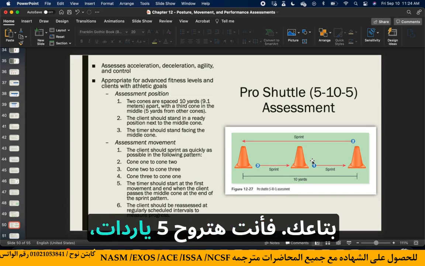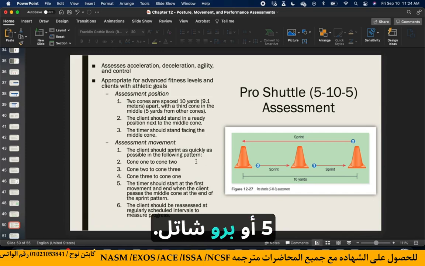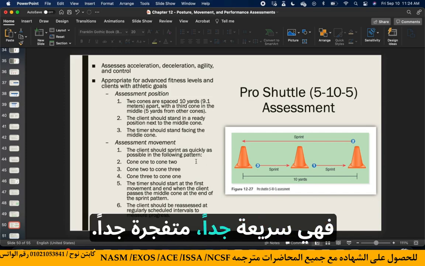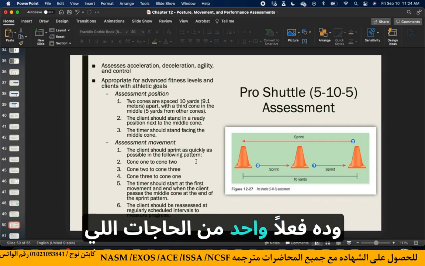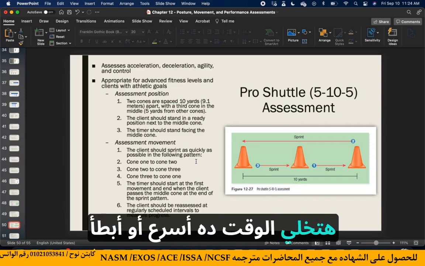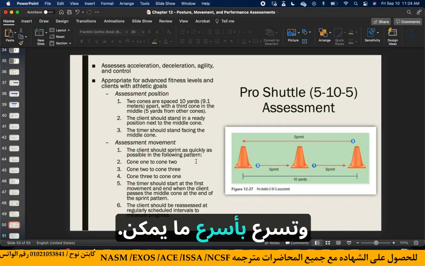So you're going to go 5 yards, 10 yards, 5 yards. That's why it's called the 5-10-5 or pro shuttle drill. So very quick, very explosive. There's a lot of speed up, slow down, and that really is one of the things that is going to make this time faster or slower, and very dependent upon that is whether you can slow down and speed up as fast as you can.